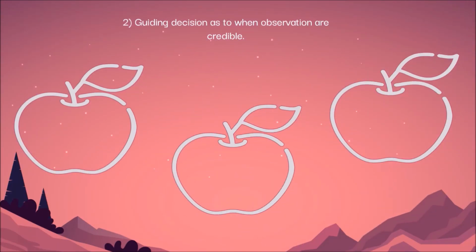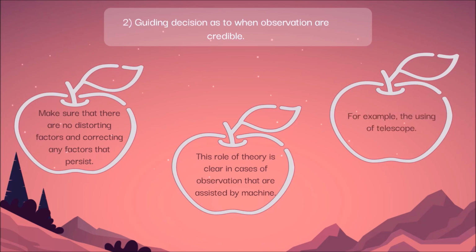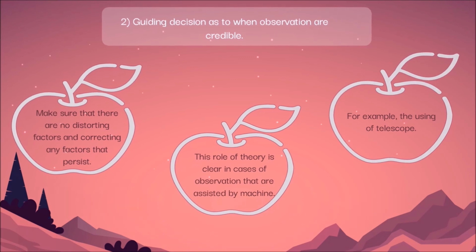The next one is guiding decisions as to when observations are credible. Make sure that there are no distorting factors and correct any factors that persist. Number two, this role of theory is clear in cases of observation that are assisted by machine. For example, the use of a telescope. In this part, we have to ensure that there are no causes or incidents that will affect the theory itself. This kind of theory is mainly facilitated by machine.